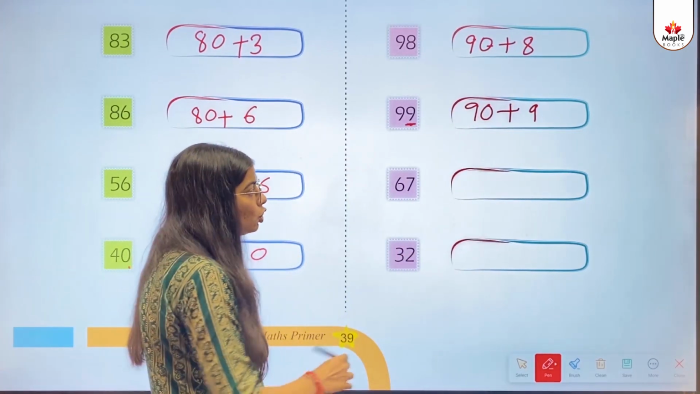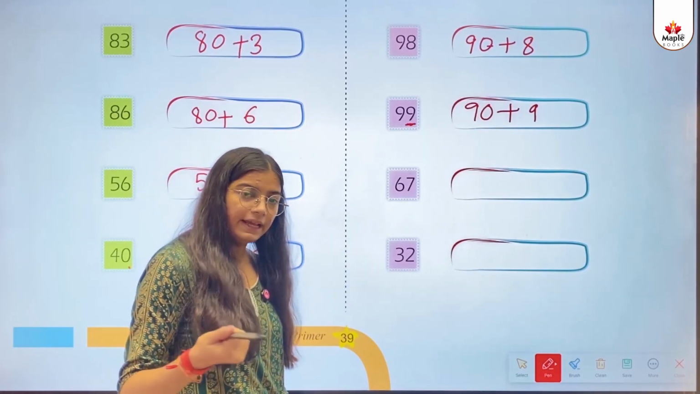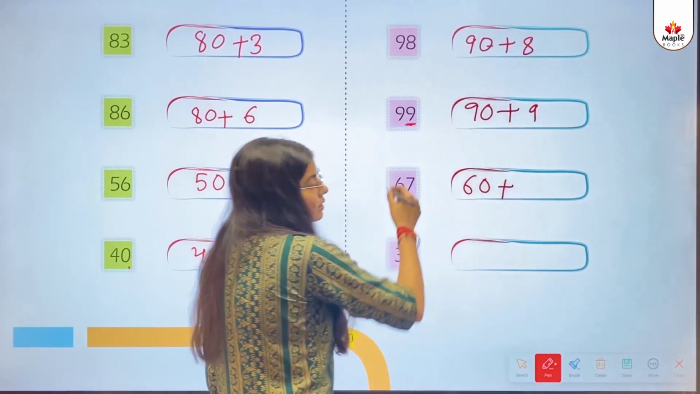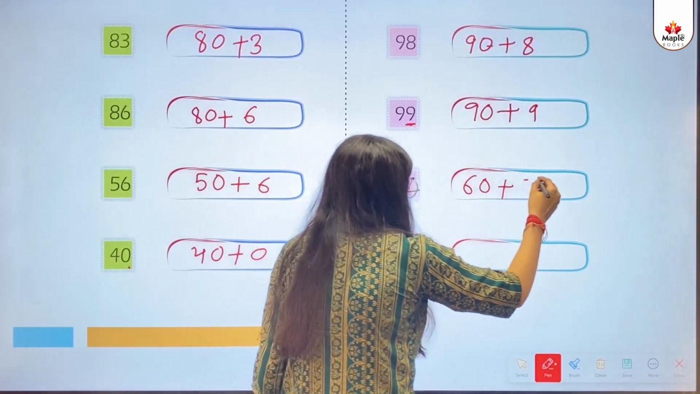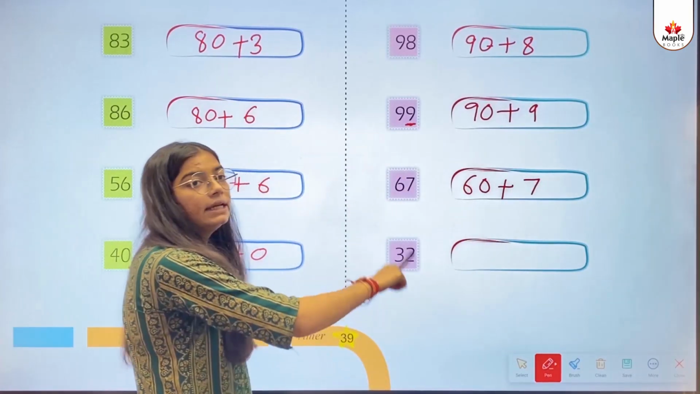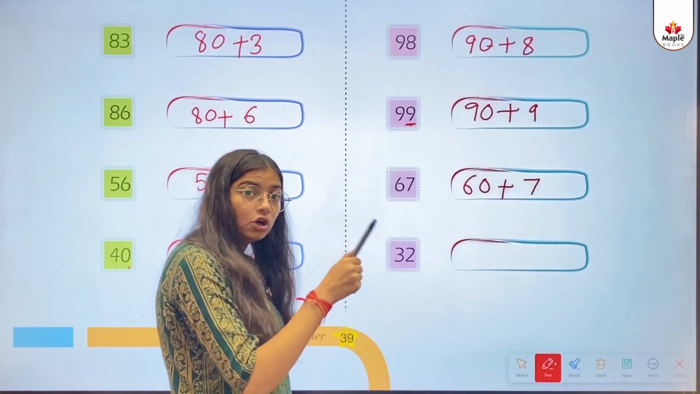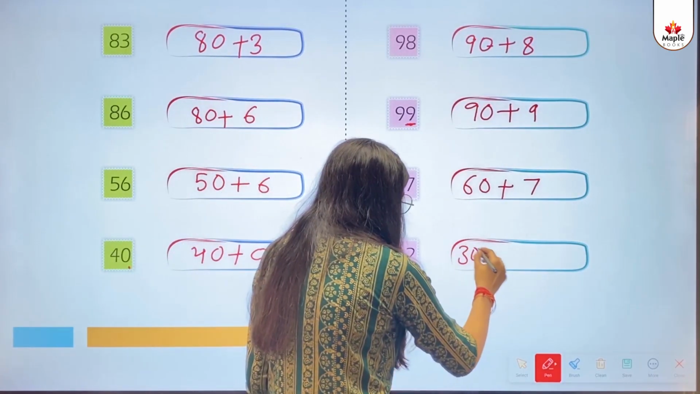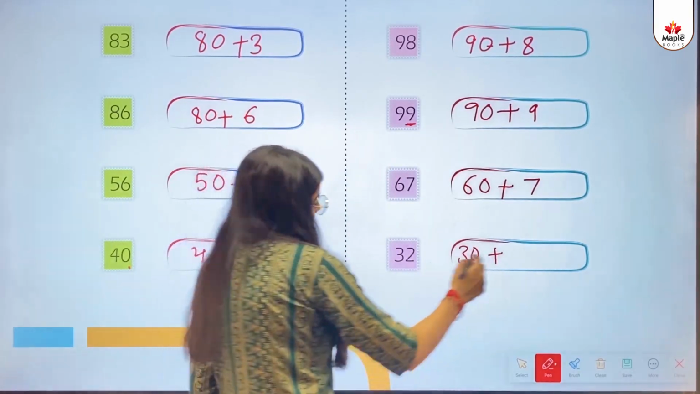Then 67. So 6, 7. 6 is on the tens place, so we will write 60 plus 7 is on the ones place, so we will write 7. Then 32. So we will write 30 as 3 is on the tens place, plus 2. 2 is on the ones place.